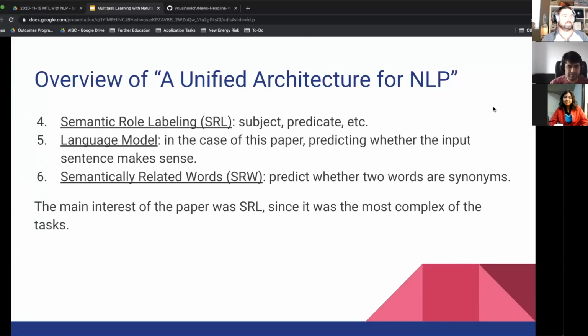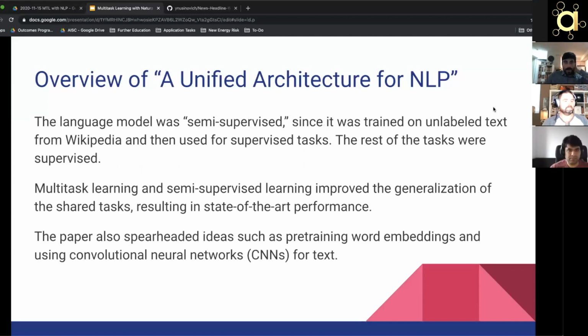The main interest of the authors was the semantic role labeling, since they said it was the most complex of these tasks. The language model was semi-supervised, since it was trained on unlabeled text from Wikipedia, and then it helped the supervised tasks, and the rest of its tasks were supervised. The multitask learning and semi-supervised learning improved the generalization of the shared tasks, resulting in state-of-the-art performance for the time. And then the paper also spearheaded ideas like pre-training word embeddings and using convolutional neural networks for text.